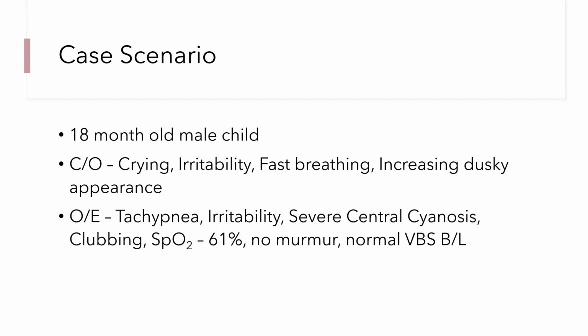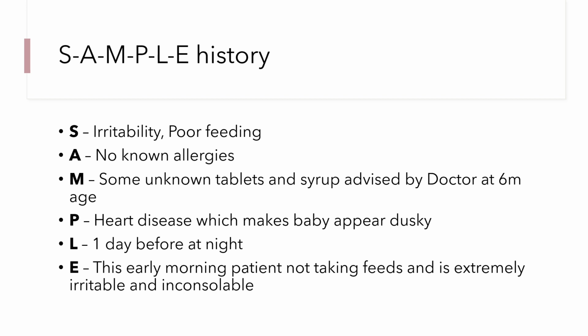The oxygen saturation measured is coming out to be 61% on room air. There is no audible murmur, and the patient has bilaterally normal vesicular breath sounds. So from these findings, you think that the child is sick. In a sick child, you can't take a detailed history. There is no time for detailed history. You have to take a brief history and start managing the child. That brief history is called SAMPLE history.